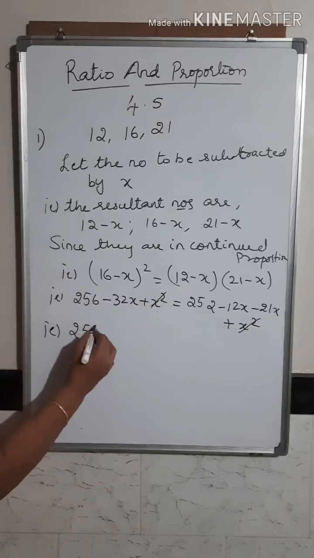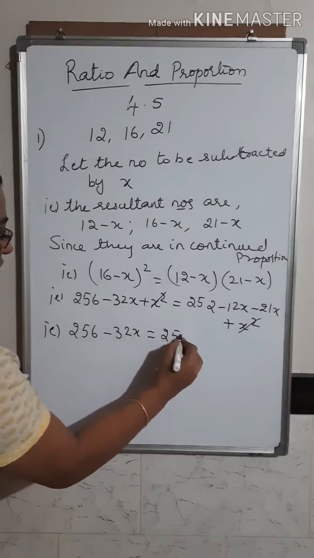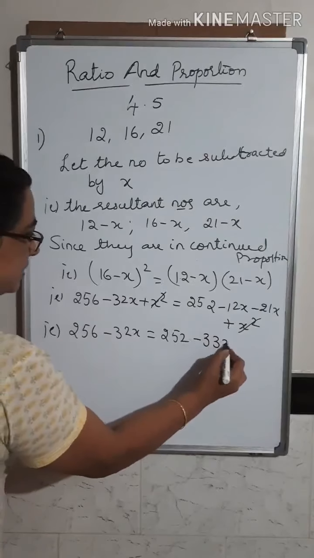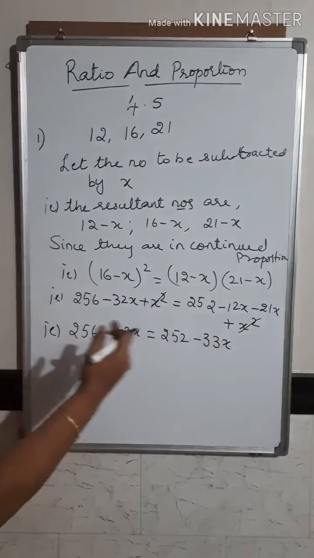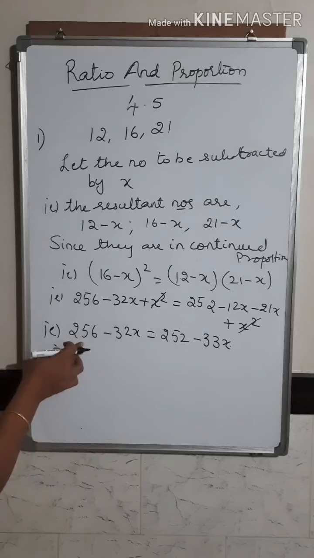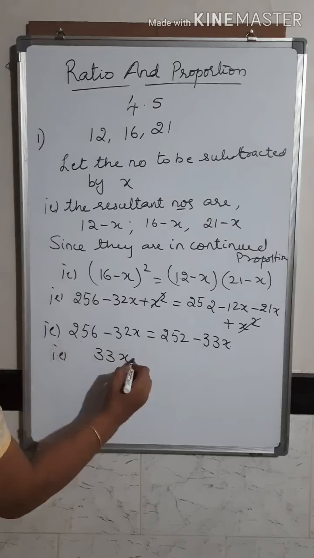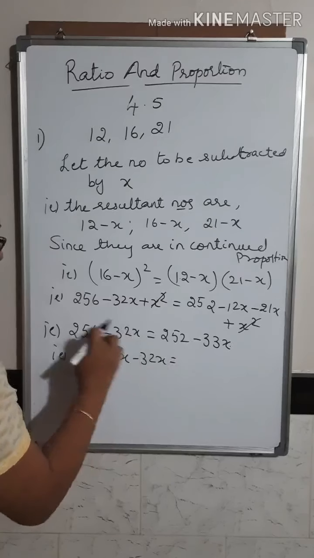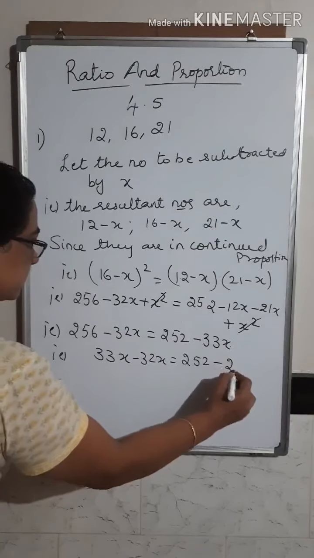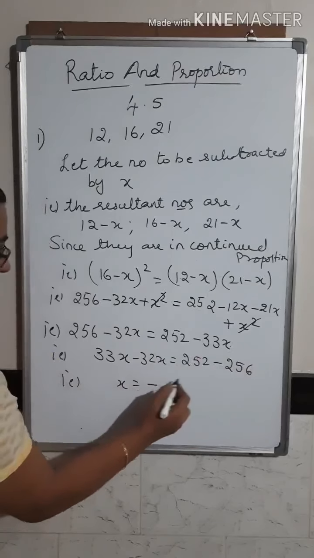So here you are left with 256 minus 32x is equal to 252 minus 12 minus 21. So you get this as minus 33x. Now get all the x terms to one side, numbers to the other side. When minus 33 goes to the other side, it becomes plus 33. So 33x minus 32x is equal to, take 256 to the other side, 252 minus 256. So you get x is equal to minus 4.